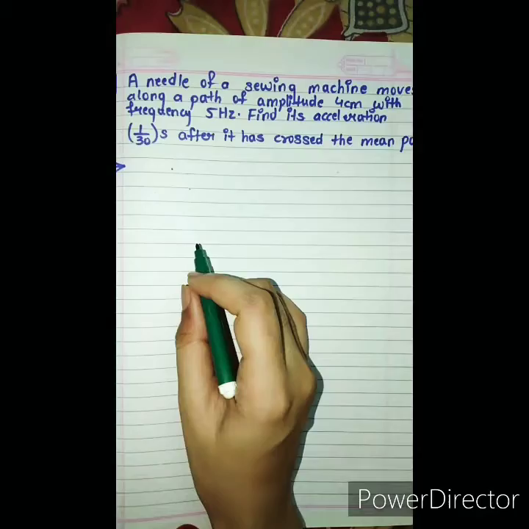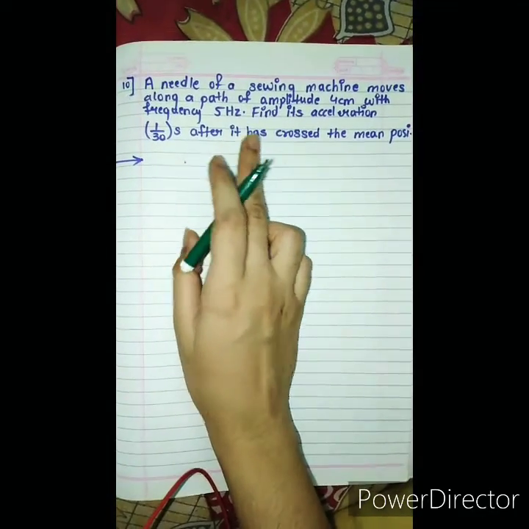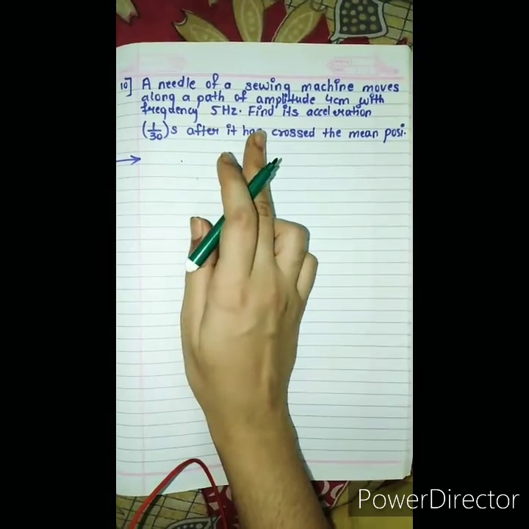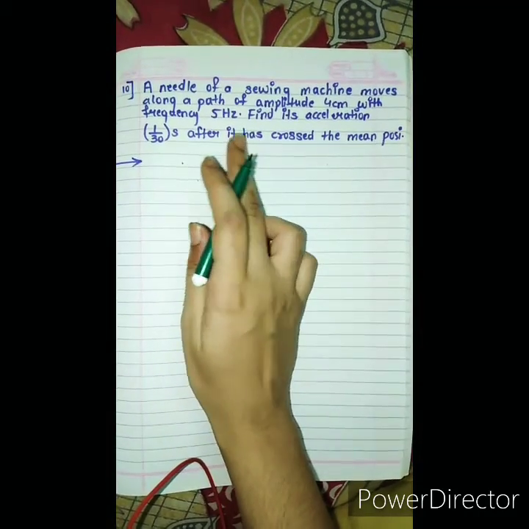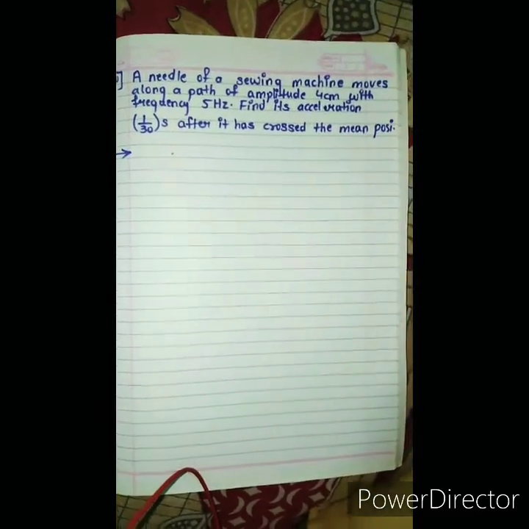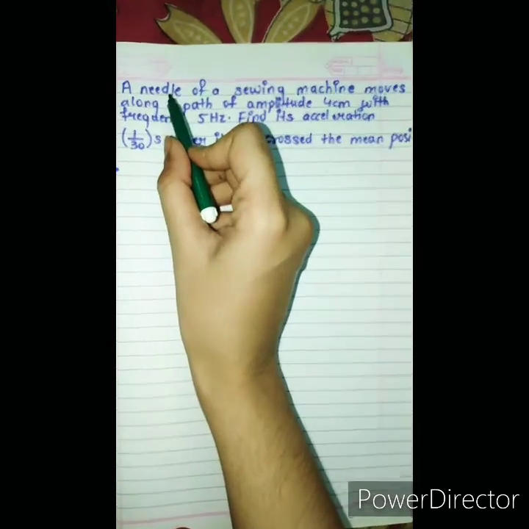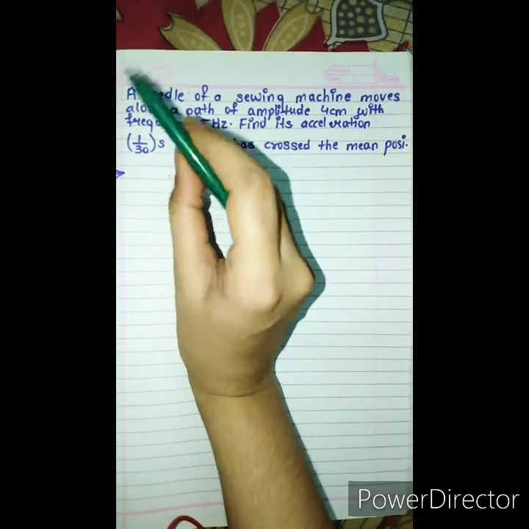Here, numerical number 10 of your textbook, Unsolved Numerical. A needle of a sewing machine moves along a path. Okay, the sewing machine which you have seen, you might be having at your home, on which your mother stitches clothes. So we are talking about the needle which moves up and down, right?